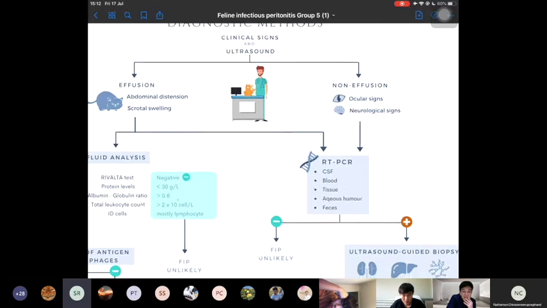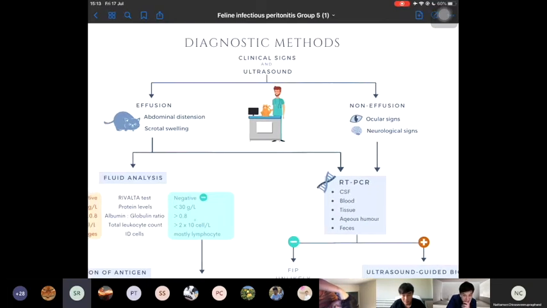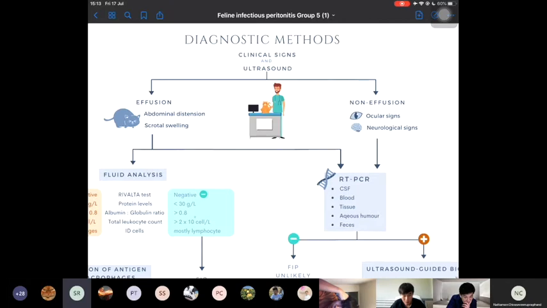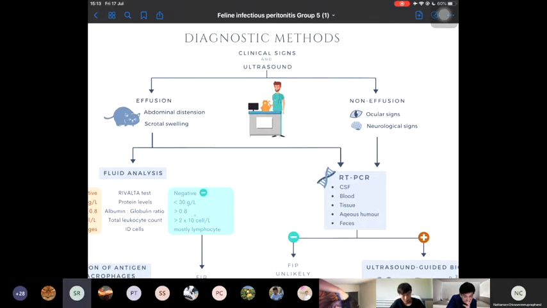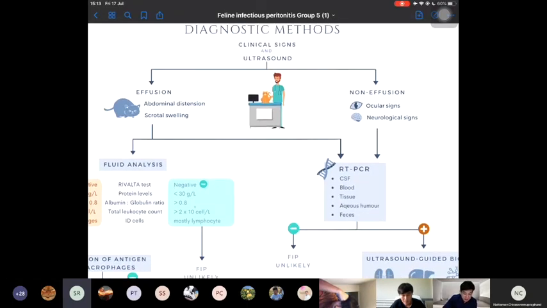Both of these two forms can use reverse transcription PCR to detect feline coronavirus in tissue, effusion, blood, cerebrospinal fluid, or aqueous humor samples from a suspected case of FIP. However, they are not specific for FIP-associated feline coronavirus.